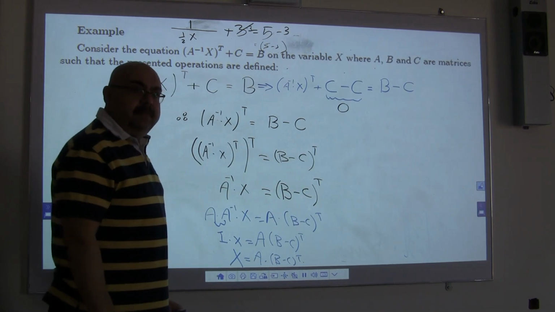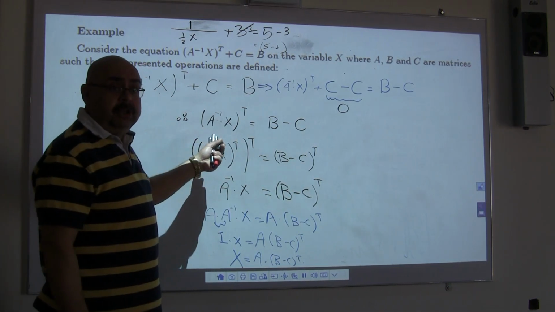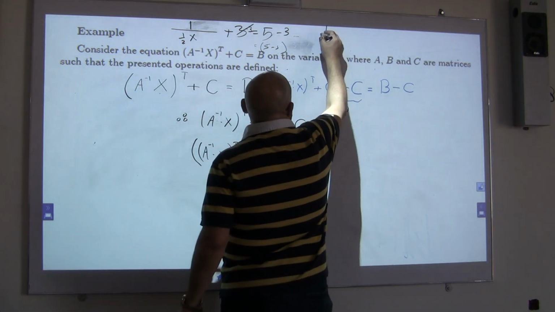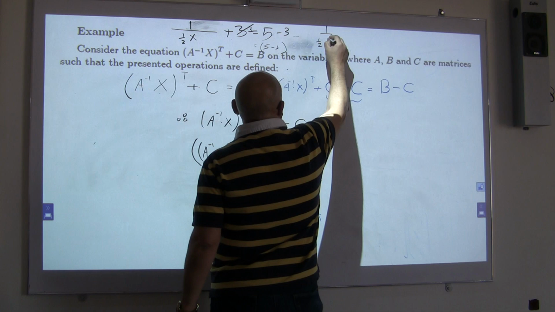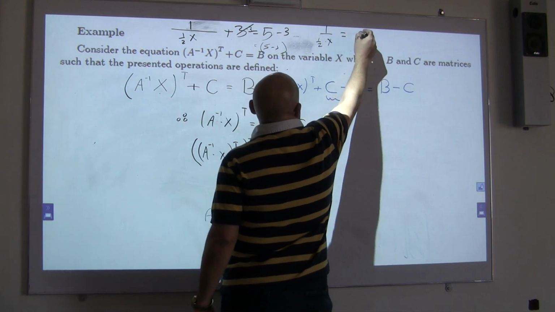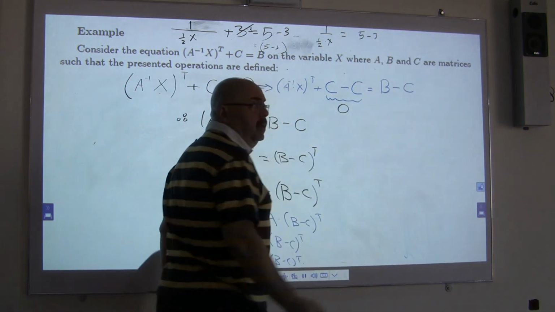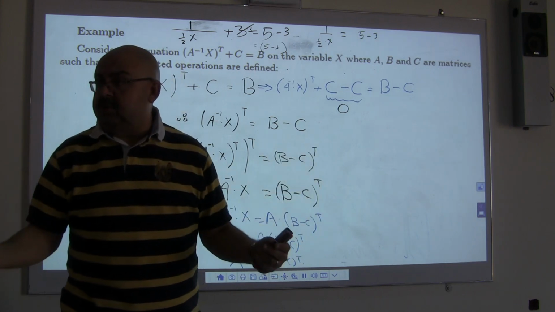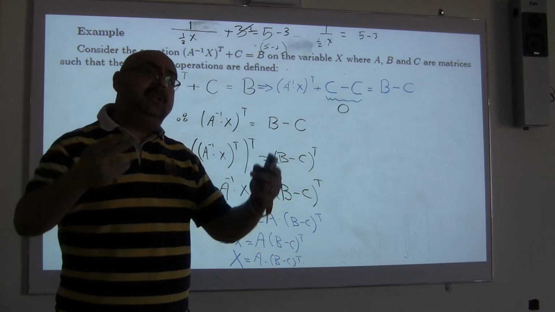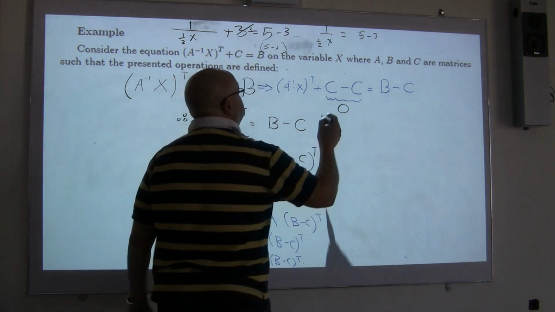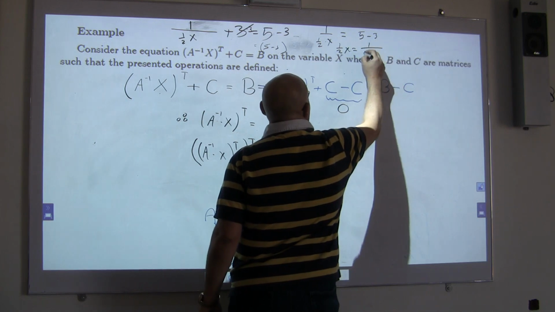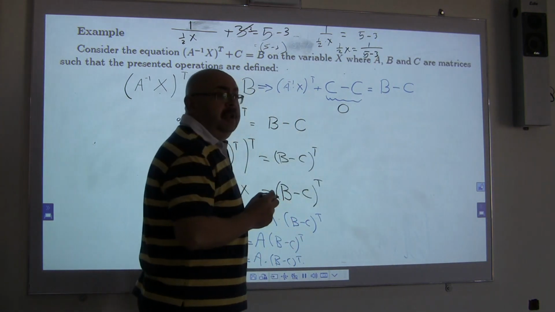The second step, أنا هنا عملت transposition. بس في الحالة بتاعتي اللي فوق أصبح دلوقتي عندي 1 over half times x which equals 5 minus 3. In order to isolate, I will get the reciprocal, or make the transpose for both sides similar to each other. I will take the reciprocal. Do the reciprocal for both sides. هيبقى عندك half of x which is gonna equal 1 over 5 minus 3.